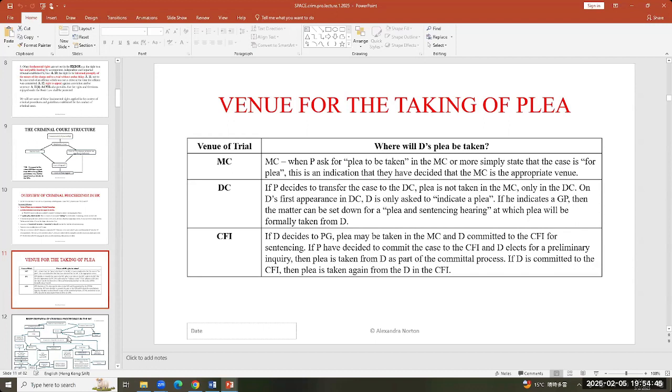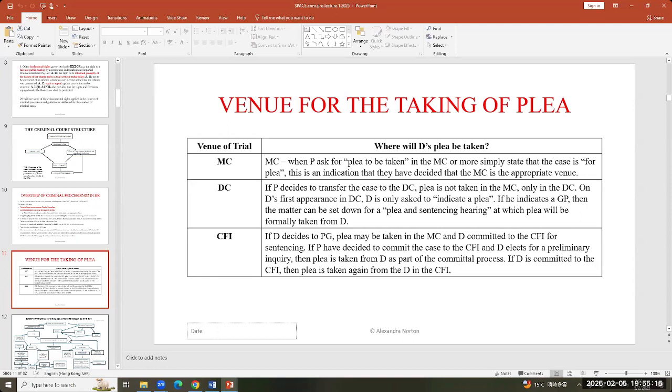And if they've decided it's the district court, at that point they will submit the transfer papers to the magistrate and ask for it to be transferred. We'll look at this later, but the magistrate doesn't have much choice in the matter when it comes to transferring the case to the district court. But if it's being transferred, plea isn't taken from the defendant in the magistrate's court. He has to wait till he gets to the district court.